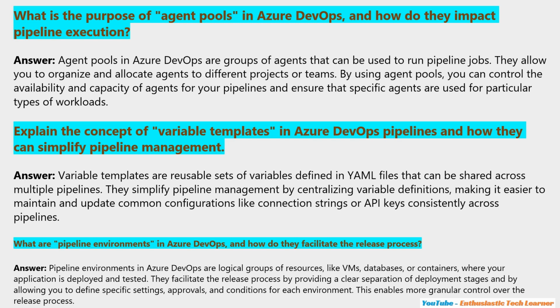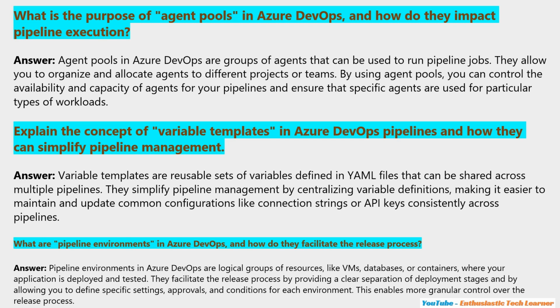Explain the concept of variable templates in Azure DevOps pipelines and how they can simplify pipeline management. Answer: Variable templates are reusable sets of variables defined in YAML files that can be shared across multiple pipelines. They simplify pipeline management by centralizing variable definitions, making it easier to maintain and update common configurations like connection strings or API keys consistently across pipelines.